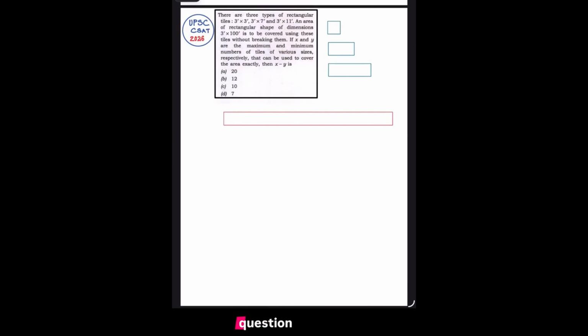First, let me briefly explain the question. So we have three types of tiles of dimensions 3 by 3, 3 by 7 and 3 by 11. Using these tiles, we need to exactly cover a 3 by 100 rectangle without breaking any tile. So we have to find the maximum and the minimum number of tiles that can be used. The maximum value is x and the minimum value is y. We need to find what is x minus y.